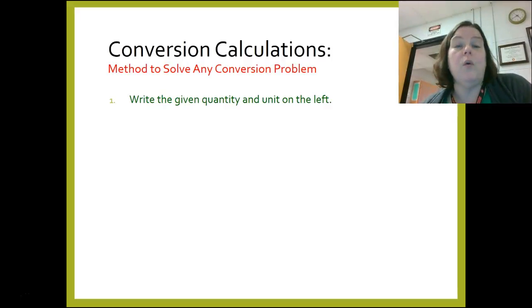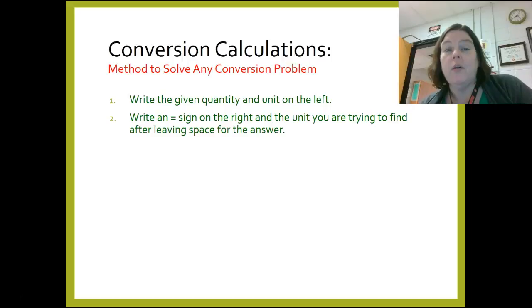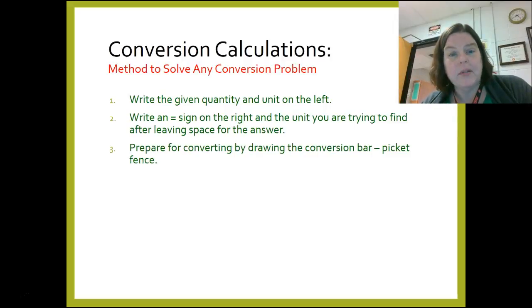So write the given quantity and unit on the left. That's what we start with. If you remember the two problems that we did earlier, that's exactly how we started. We wrote what we were given and the unit that we were given on the left-hand side. Then on the right-hand side, we wrote an equal sign, some space, and then the unit we were trying to find. We did that both times.